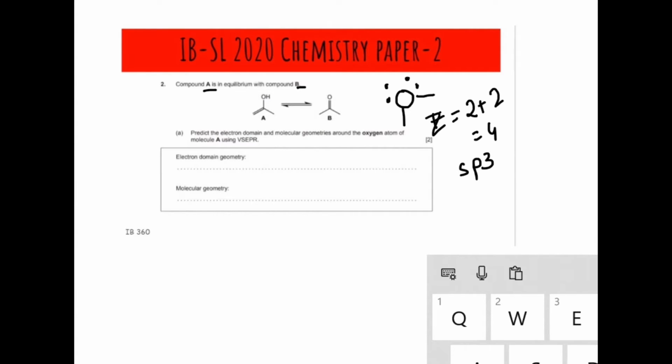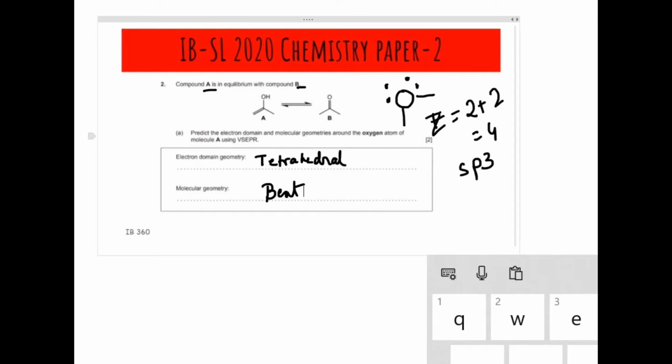For sp3, the electron domain geometry is basically tetrahedral. And the molecular geometry in this case is bent. You can check the cases for tetrahedral: if you have two lone pairs and two bond pairs, the molecular geometry becomes bent.